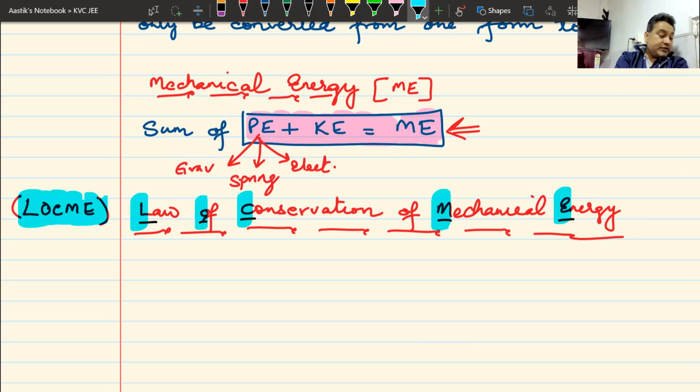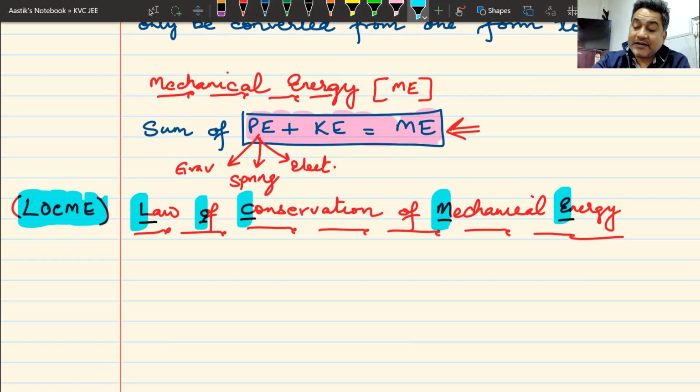Yes, beta. Sir, for an isolated system or body in presence of conservative forces, the sum of kinetic and potential energies at any point remains constant through the motion. It does not depend upon time. This is known as law of conservation of mechanical energy. That is absolutely correct. Well done.